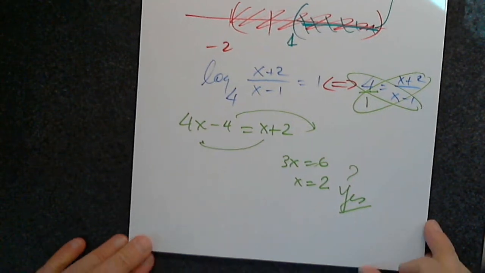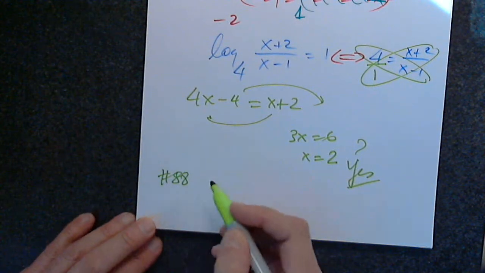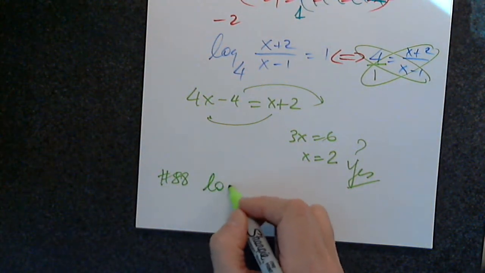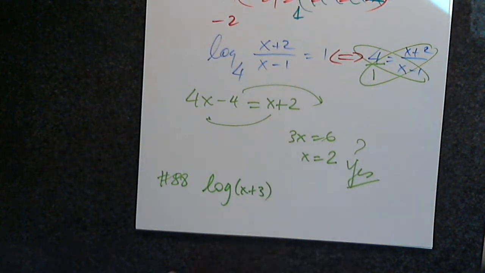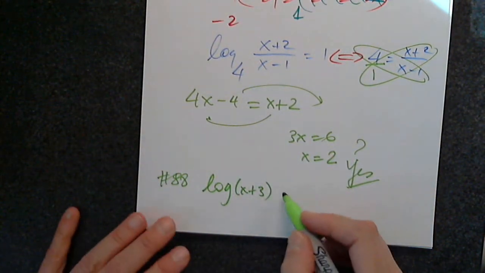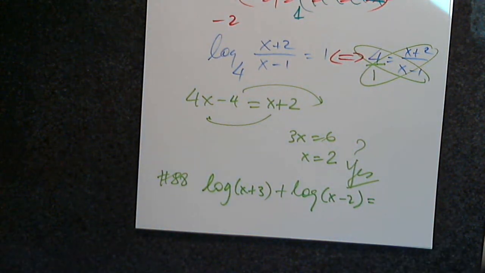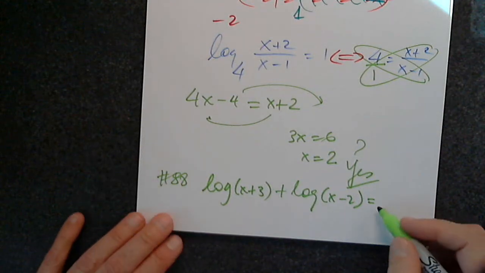Please choose the next one. 88 on the same page. Log of x plus 3 plus log of x minus 2 on the other side equals log 14.